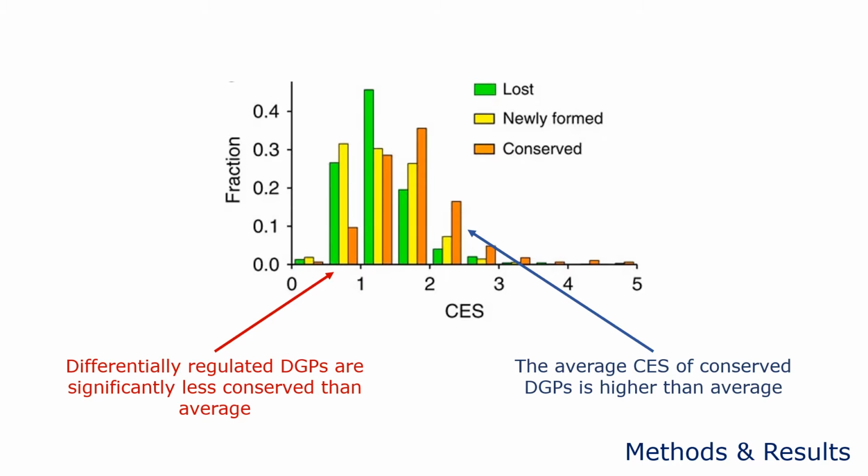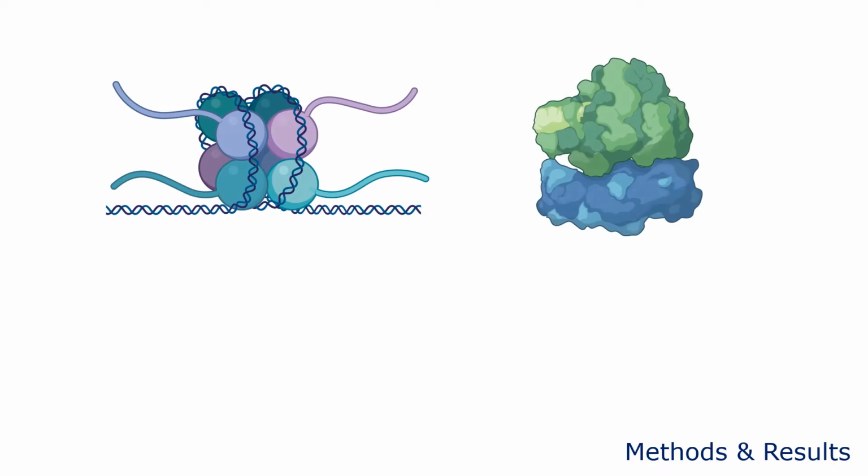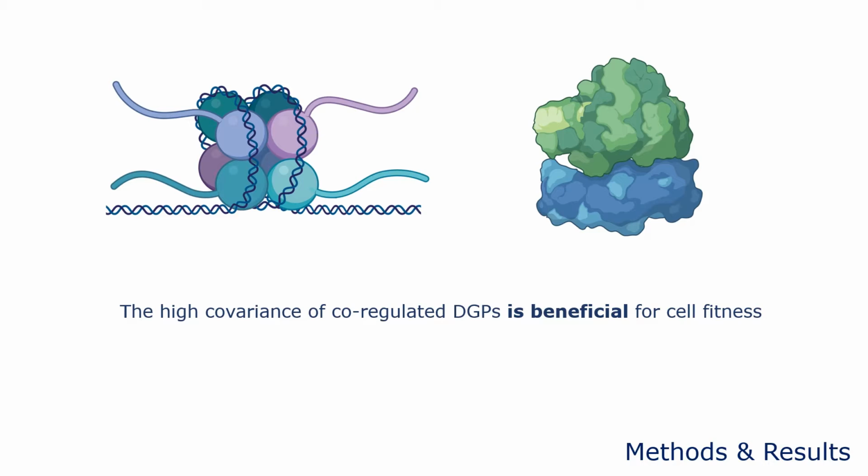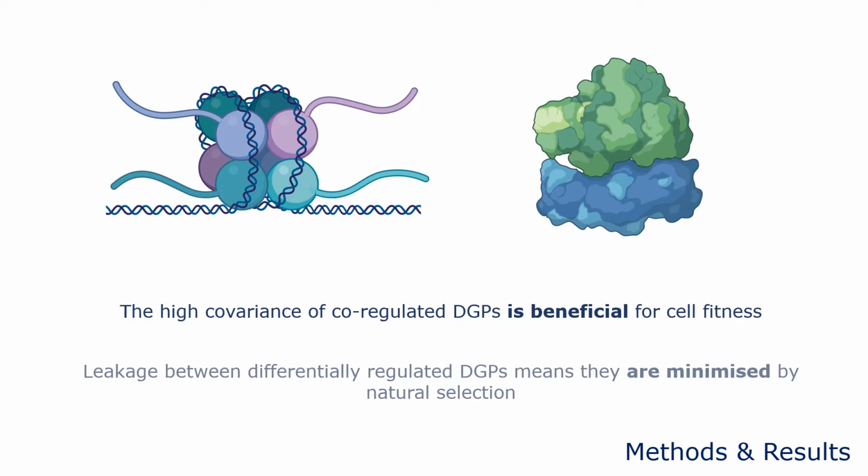Of the 12 conserved DGPs with a co-expression score above 3, 8 encode histone or ribosome units, indicating that there is an advantage in maintaining the stoichiometry of these proteins and thus the DGP order. The authors conclude that the high covariance of co-regulated DGPs is beneficial for cell fitness, and therefore they tend to be conserved. Conversely, leakage between differentially regulated DGPs may be harmful, and therefore they are minimized by natural selection.